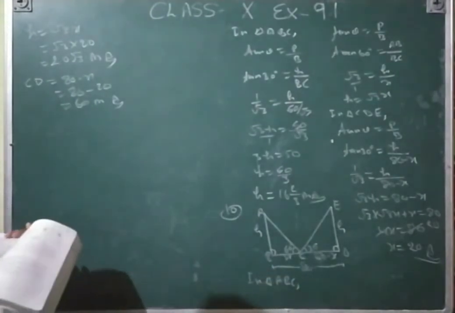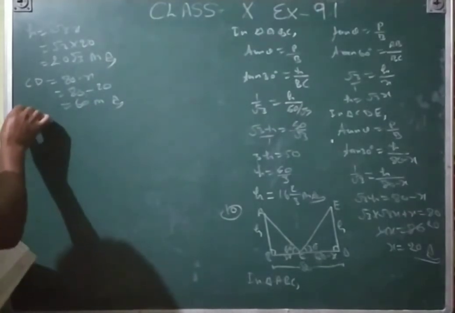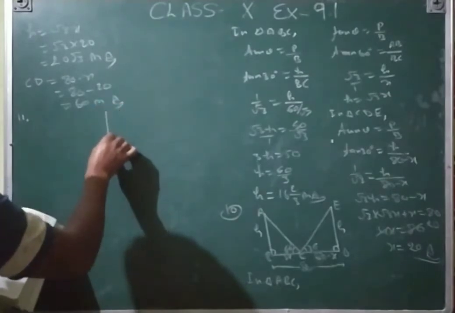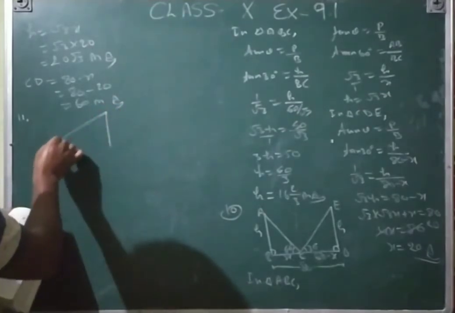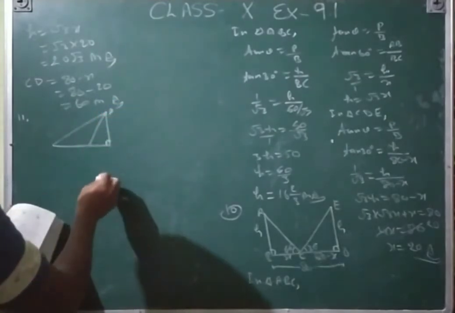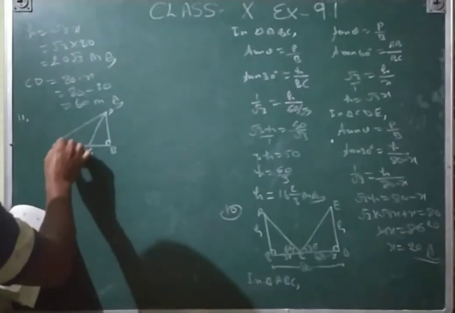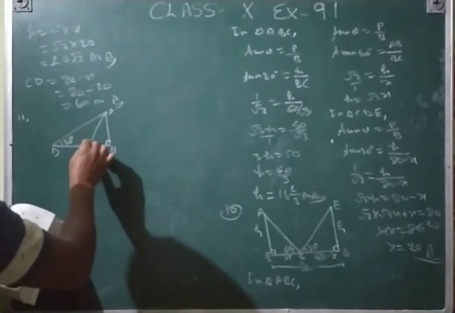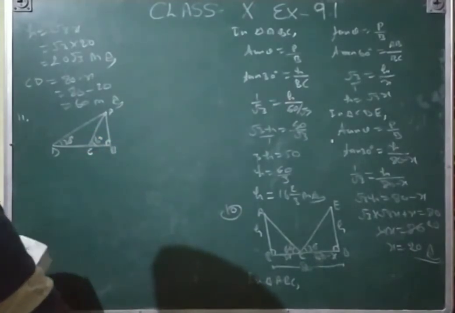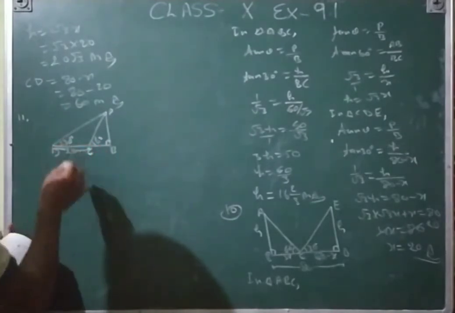Now the 11th question, the diagram is already given here. First of all we will draw the diagram. That is 90 degree. A, B, C, D, that is the 30 degree, and this is a 60 degree, and then this is the 20, 20 meter from here.